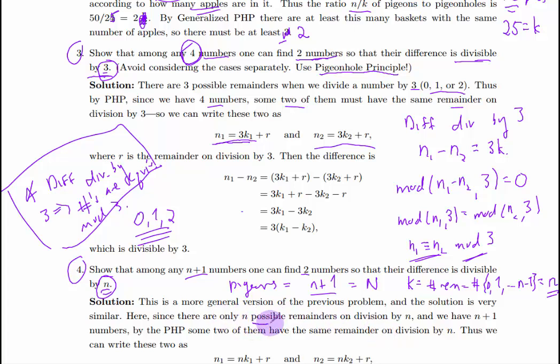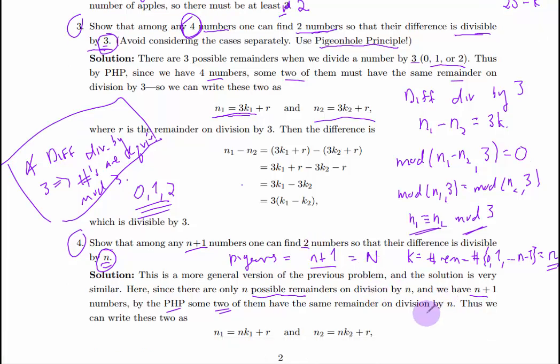All right. So here he says we have n possible remainders and we have n plus 1 numbers. By the pigeonhole principle, at least two of them have to have the same remainder on division by n. So how did he get 2? Remember, here we have pigeons divided by pigeonholes, which is n plus 1 over n, which is equal to 1 plus 1 over n. Okay. Now, the number has to be an integer, so it has to be bigger than 1 plus 1 over n. So the only possibility is 2.